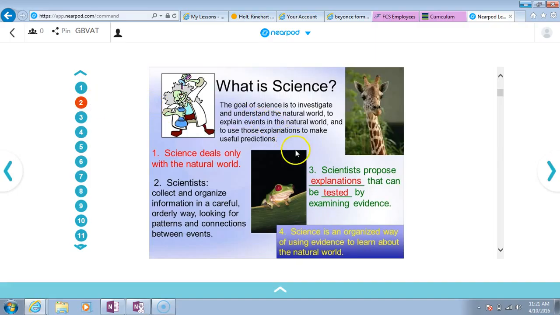Okay, and as I move my mouse around the screen, as you can see here, these are 2 examples of the natural world. We have a frog here, and it could be a particular frog or a different species of frog. But this is a frog, and of course you also know that this is a giraffe. These are 2 organisms that are a part of the natural world that scientists observe, make inferences about, and collect data from.